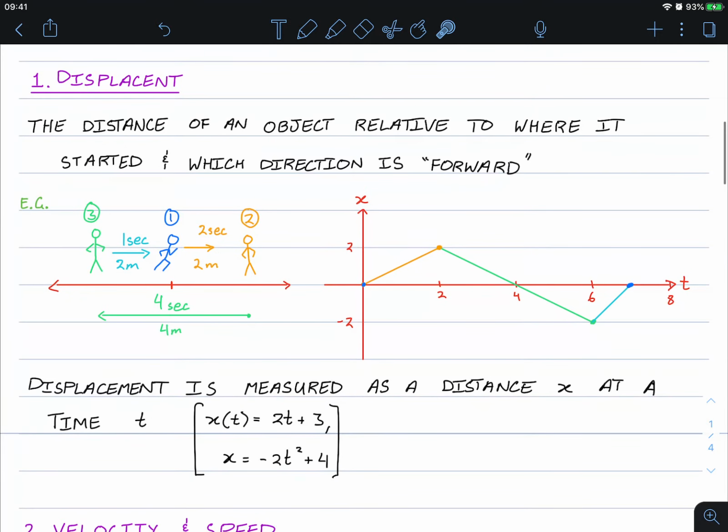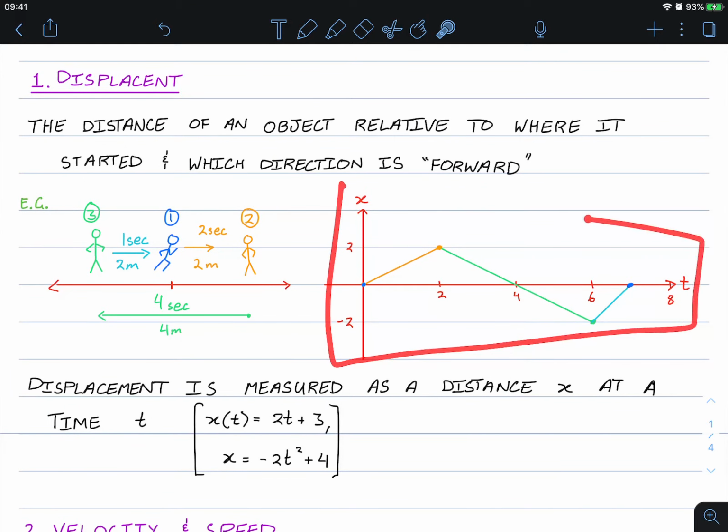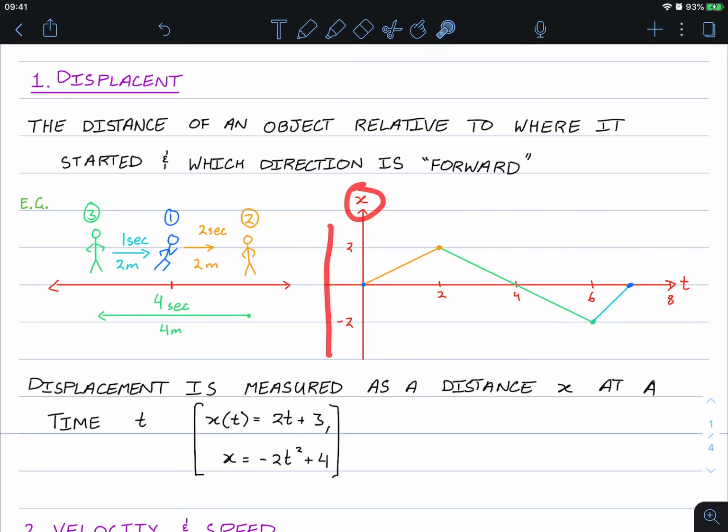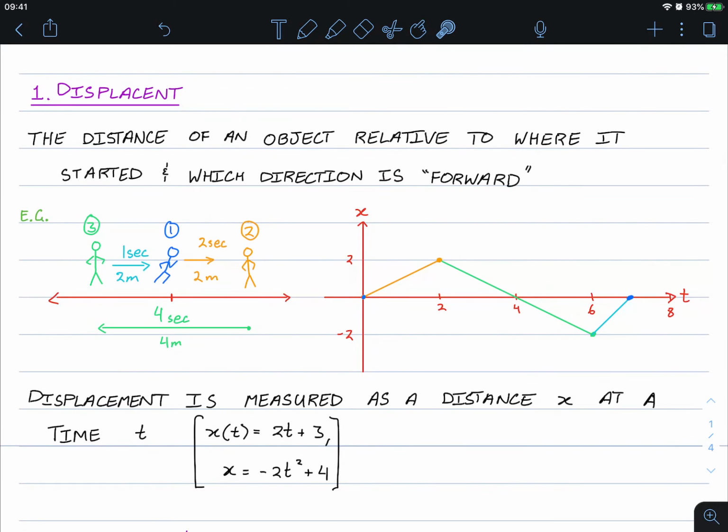So I've drawn here a displacement time graph, because x shows how far away it is from the origin, and t, usually in seconds, measures how long it's taken to get to that point. So I've drawn here a little stick figure. Here's position 1. Notice how, since this is now considered the origin, his displacement is 0.